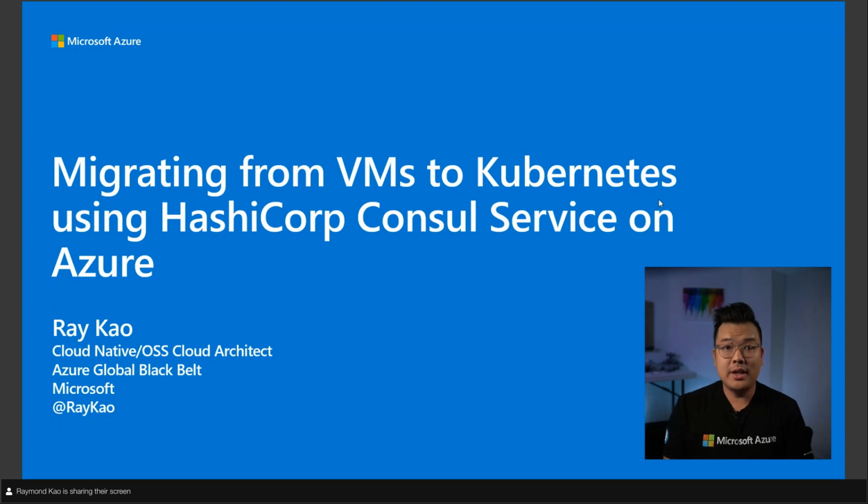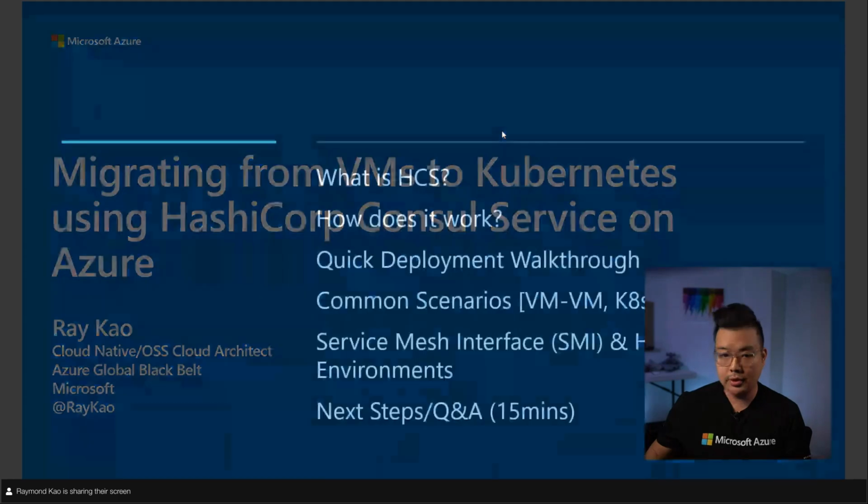So as Chris mentioned today, we're going to be talking about migrating VMs to Kubernetes using HashiCorp Consul Service, which runs on Azure. I'm Ray Cowan. I work for the Azure Global Black Belt team at Microsoft, where I work as a cloud solutions architect, essentially, working in cloud native and open source. So let's get started.